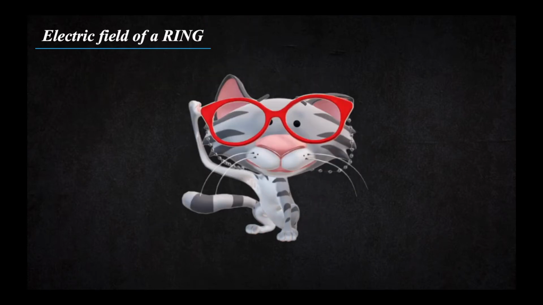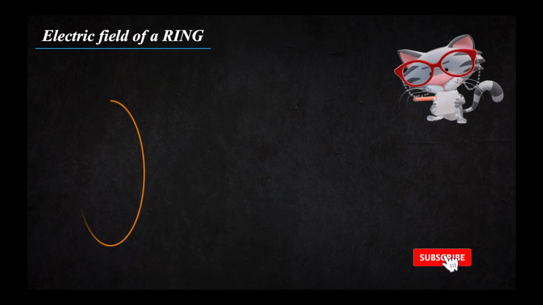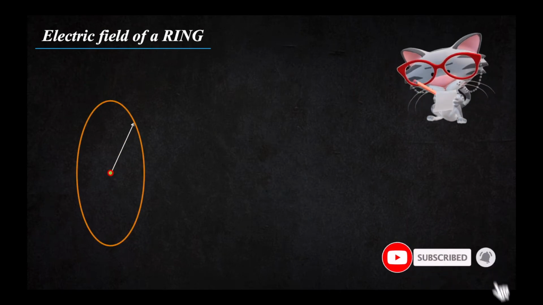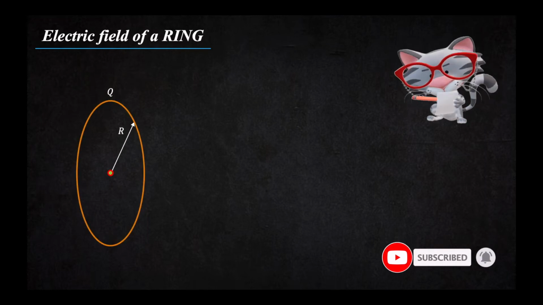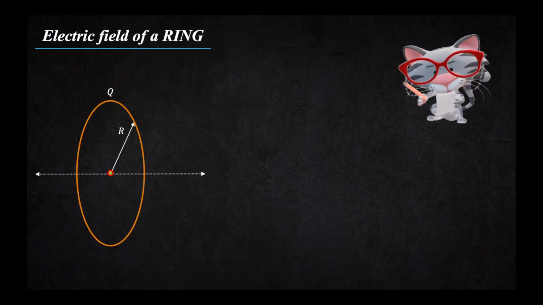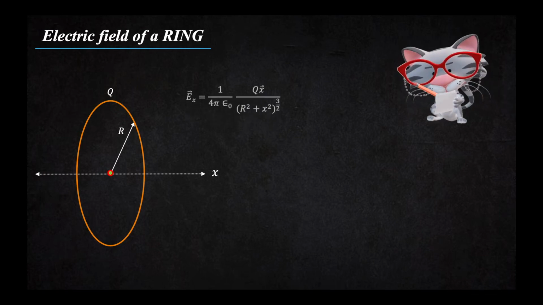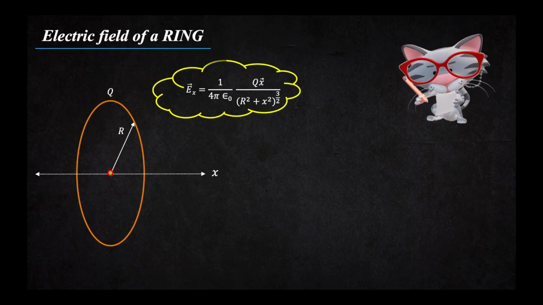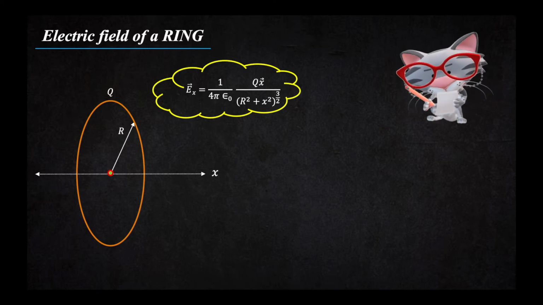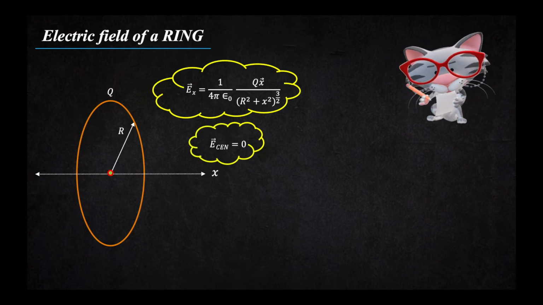Yes sir. Okay. तो सबसे पहले हम एक रिंग लेंगे with radius r and charge capital Q. We have to write electric field at any point on the axis which is at a distance x. It will be kqx upon r square plus x square raised to the power 3 by 2. If we put x equals to 0, E at center will become 0. Cool.